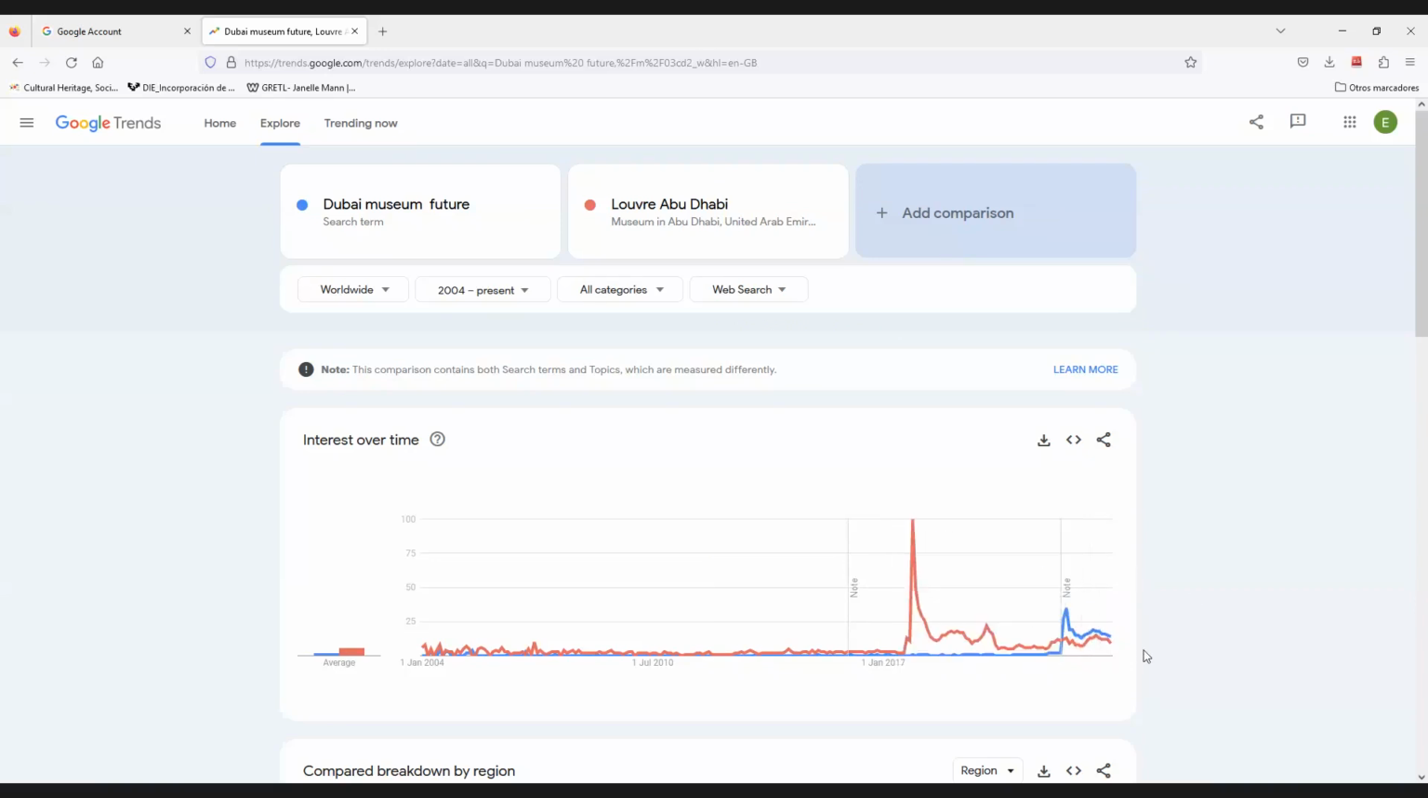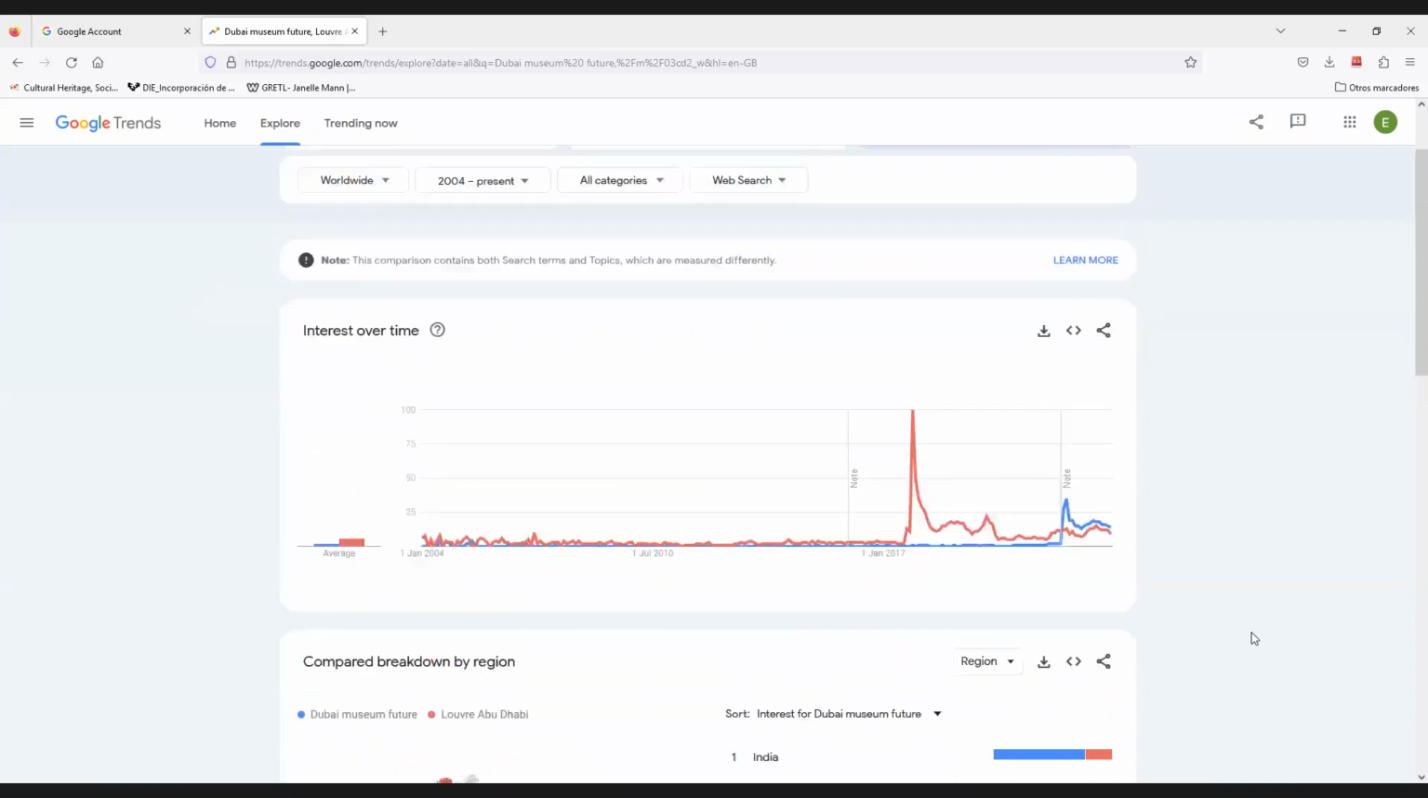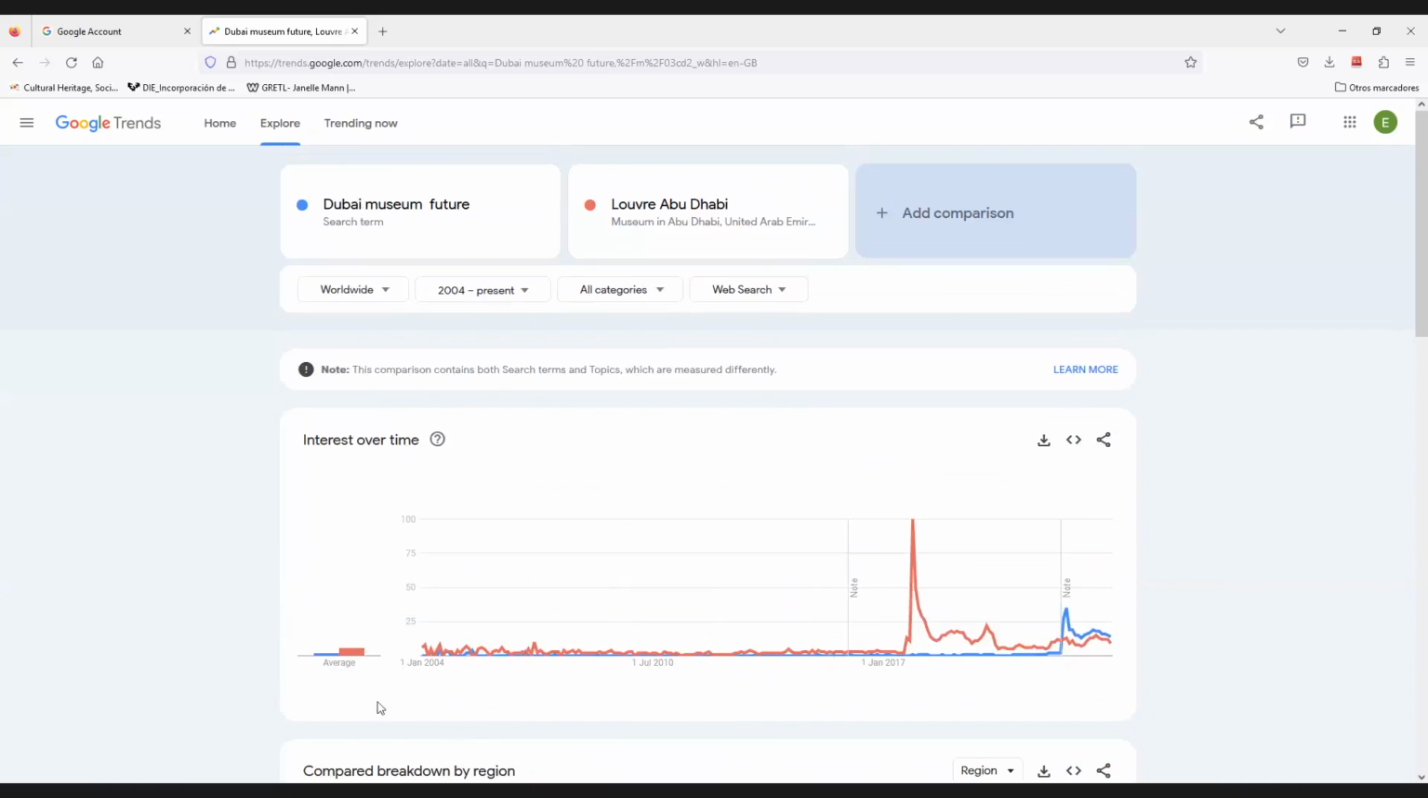bigger than the volume of Google searches for the Louvre Abu Dhabi. So this means that the Dubai Museum of the Future is doing quite well. This scientific museum in Dubai is doing a little bit better than the Louvre Abu Dhabi. Okay. Any question?